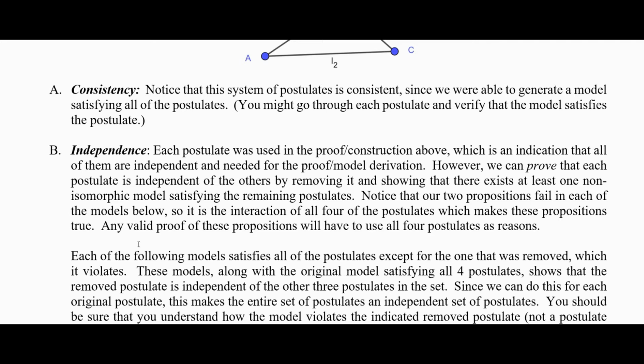Their independence. Each postulate was used in the proof construction above, which is an indication that all of them are independent and needed for the proof model derivation. However, we can prove that each postulate is independent of the others by removing it and showing that there exists at least one non-isomorphic model satisfying the remaining postulates. Notice that our 2 propositions fail in each of the models below, so we're going to do this. And so it is the interaction of all 4 of the postulates which makes these propositions true, and a valid proof of these propositions will have to use all four postulates as reasons.